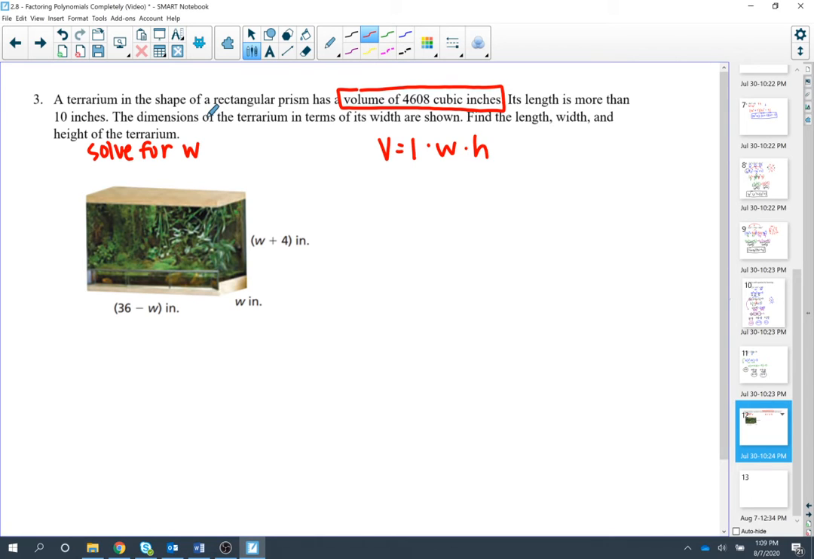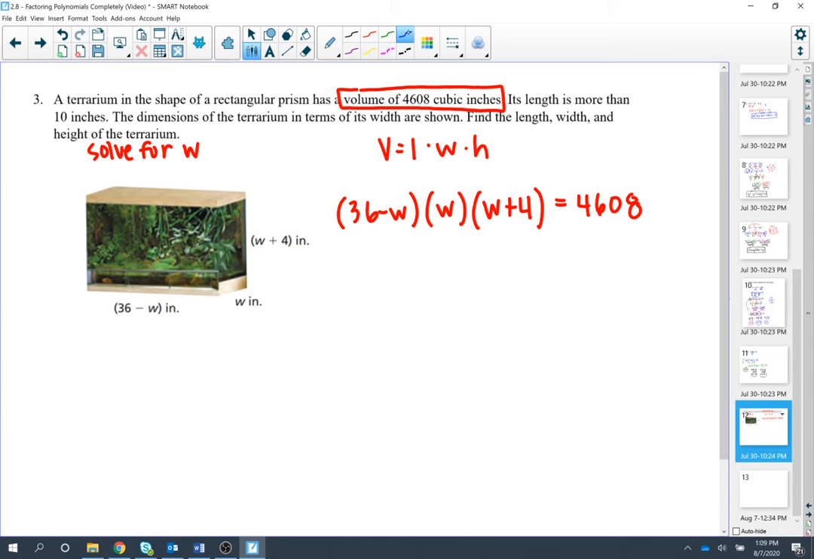So here we go. We know volume is length times width times height, right? So I know the length is 36 minus W, times I know the width is W, times the height, which is W plus 4. Equals the volume, which they told me was 4,608. Solve for W.